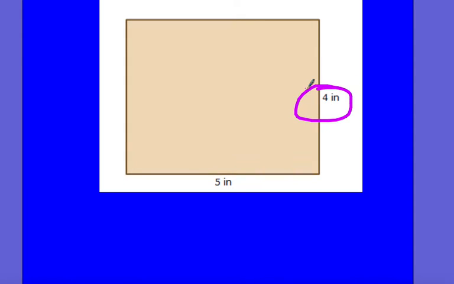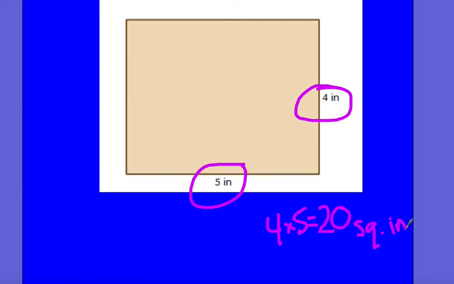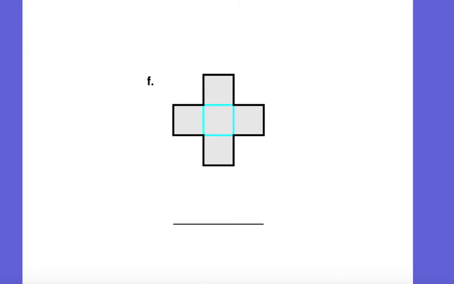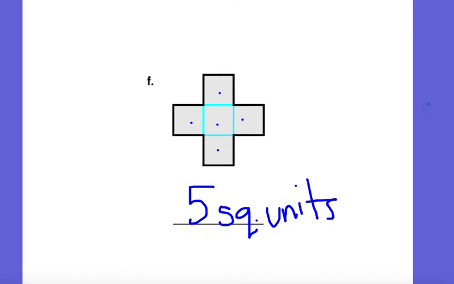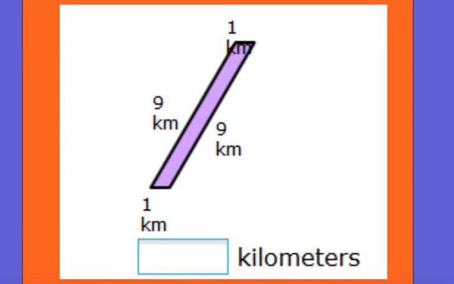What about this one? We don't have any squares to count, but we can multiply. 4 times 5, the area is 20 square inches. Okay. All right, well this one, the area is easy because we count our squares. Area is 1, 2, 3, 4, 5. My area is 5 square units because there's 5 squares in this shape.